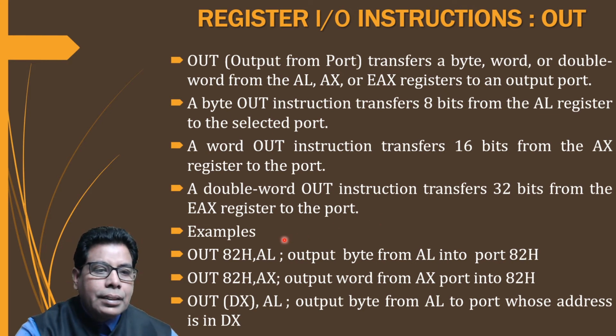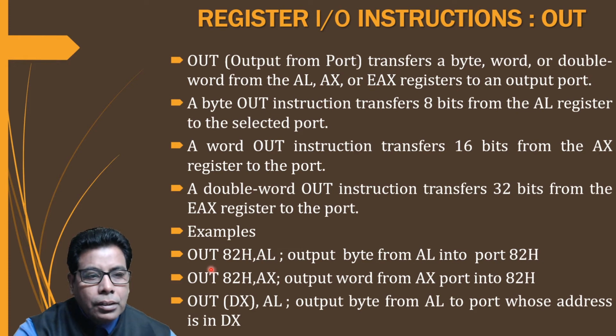Now let us take the examples for this. Say out 82H, AL. This instruction will output the 8-bit data from AL to the port address 82H. Then the next instruction, out 82H, AX. Here it will take 16-bit data or word from the AX register and output it to the port 82H.